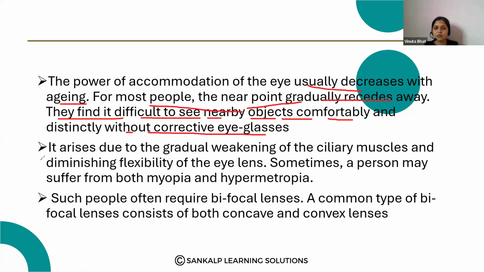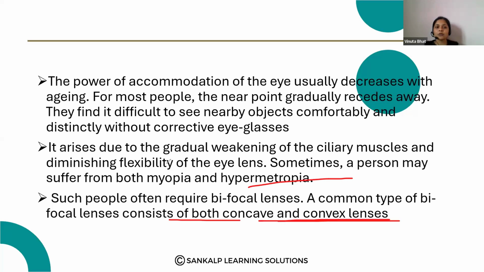So it arises due to the gradual weakening of the ciliary muscles, very important muscles which are present in our eyes, and the diminishing flexibility of the eye's lens. Sometimes a person may suffer from both myopia and hypermetropia, both far-sightedness and near-sightedness. Such people often require a bifocal lens, which corrects the myopia as well as the hypermetropia. Bifocal lenses consist of both concave and convex lenses.